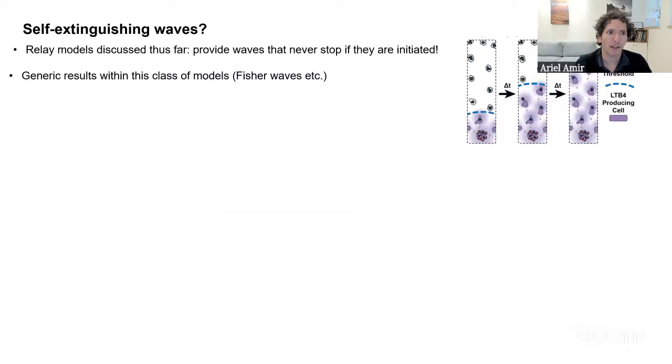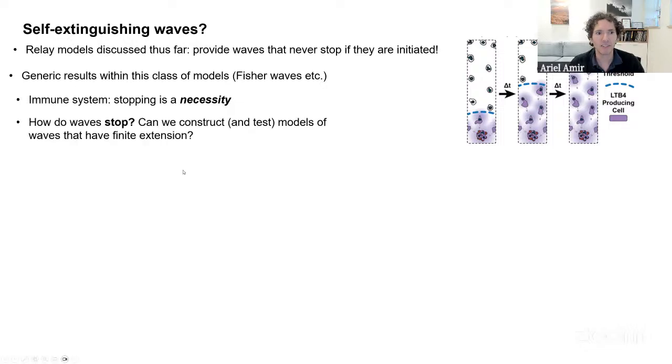Now, so far I discussed waves that once they initiate, never stop. This is the case with Fisher waves and, in general, with reaction diffusion equations. But we realized that for the immune system, stopping is a must. If I have a small cut on my forearm, I don't want to recruit all the neutrophils from my body to this small injury. So I must have a system where the waves propagate to a finite extension, and then the waves stop. And we asked ourselves, how can we do that?